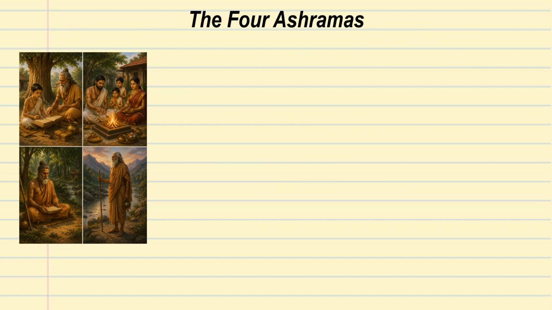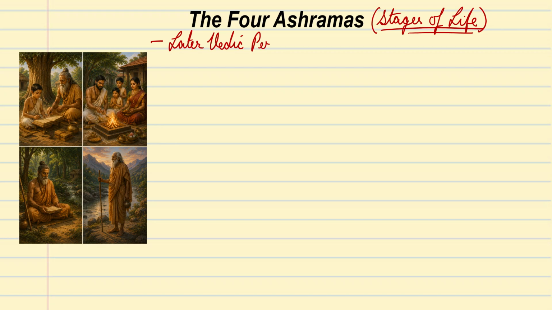Now we will see what are the four ashramas. So the four ashramas basically mean four stages of life. During the early Vedic period, people followed the traditions of their families. In the later Vedic period, the entire lifespan was divided into four stages, and each ashrama was for 25 years. So this system happened during the later Vedic period.